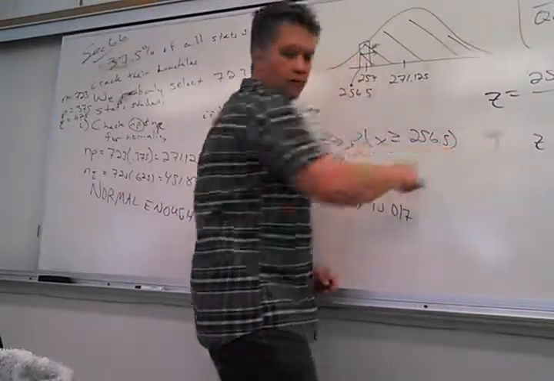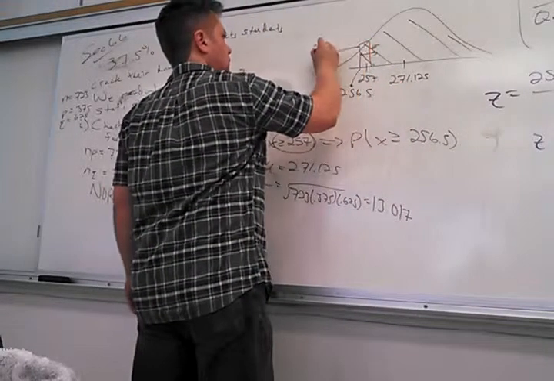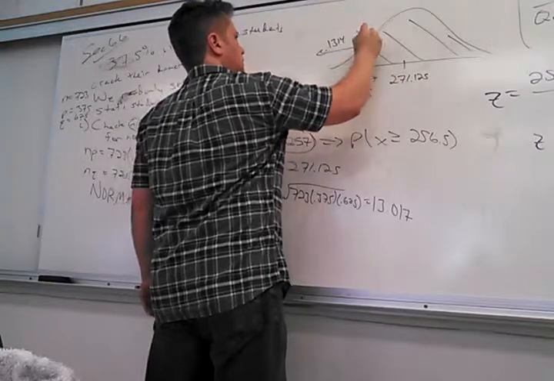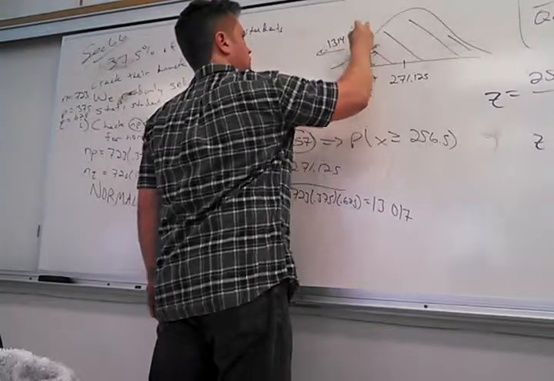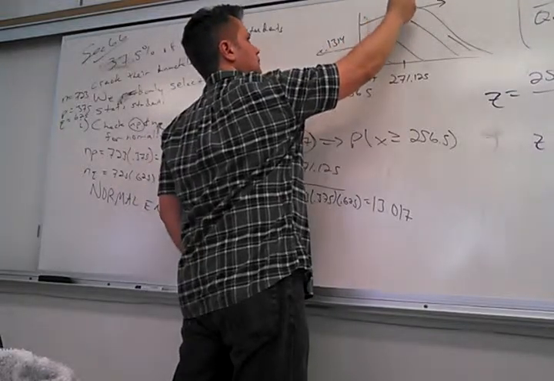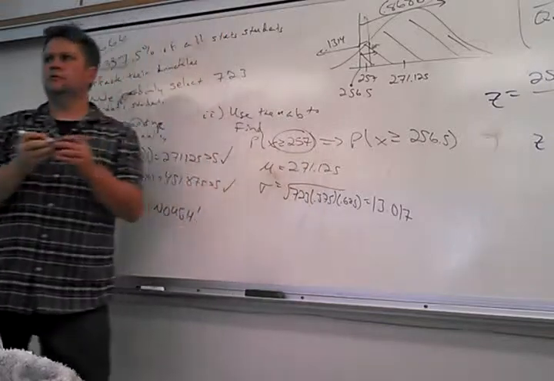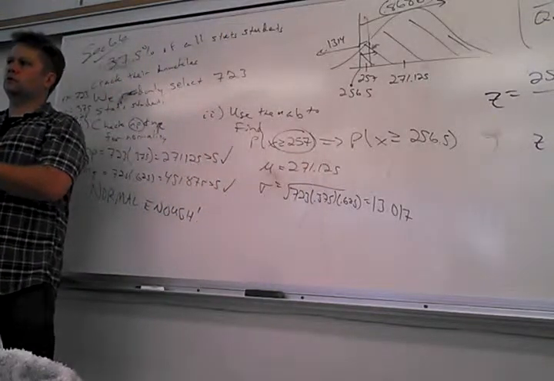So when you look at negative 1.12, I get 13, 14. So that's here. So what's this going to be? 1 minus that. 0.8686. Sweet.